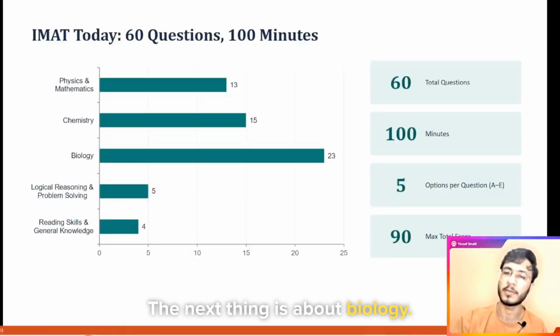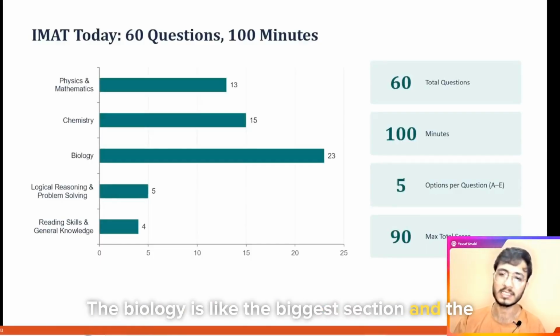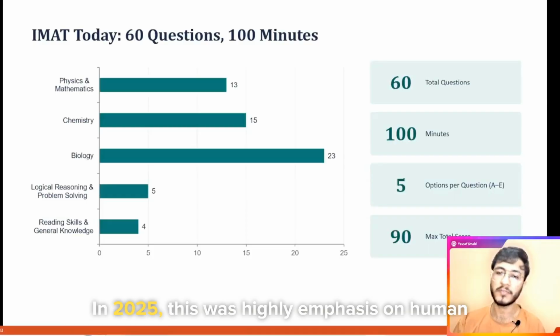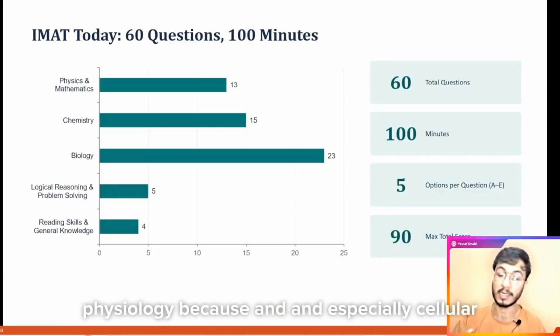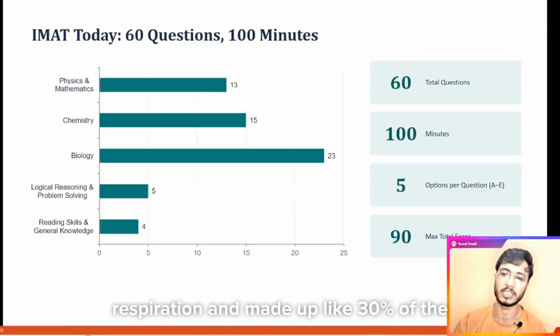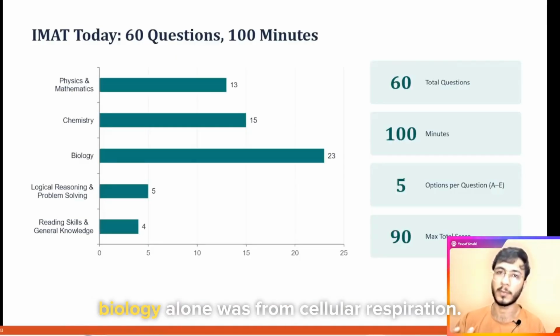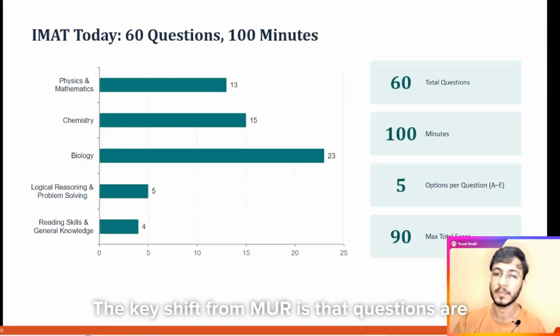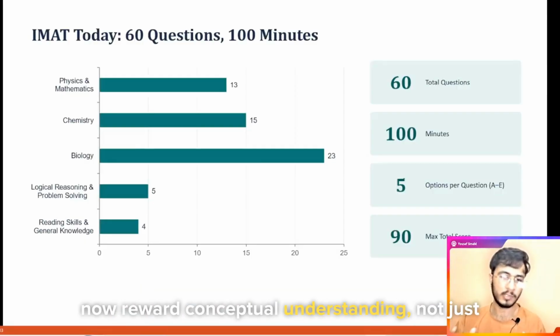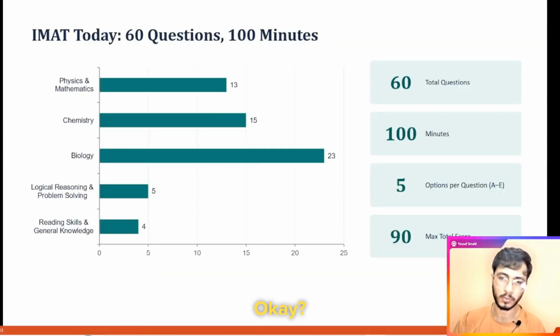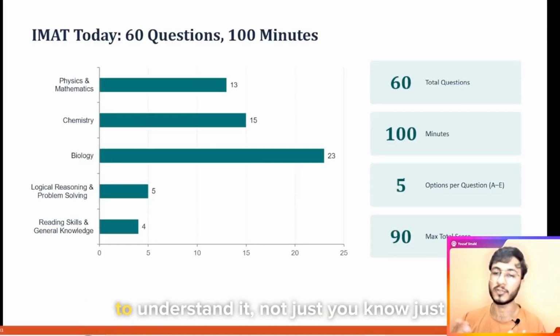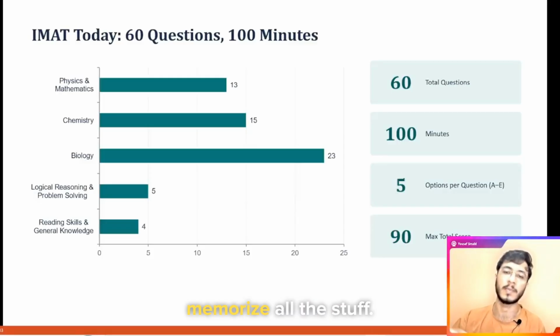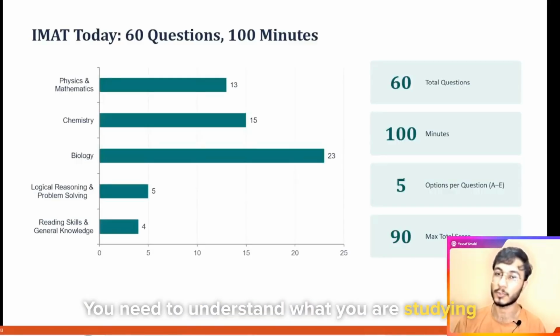The next thing is about biology. Biology is the biggest section and the most important one. In 2025, there was a high emphasis on human physiology, especially cellular respiration, and 30% of the biology alone was from cellular respiration. The key shift from MUR is that questions now reward conceptual understanding, not just definitions. Okay, so you need to know your stuff and you need to understand it, not just memorize all the stuff. You need to understand what you are studying right now.